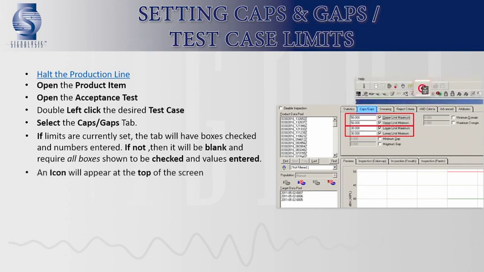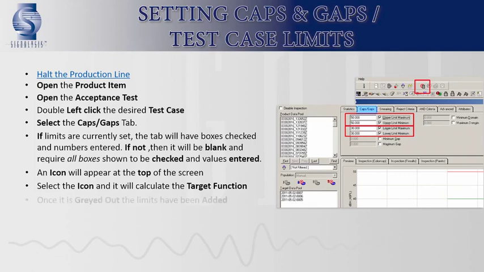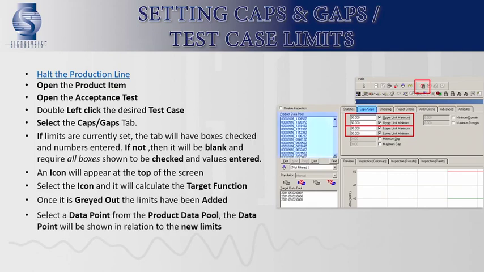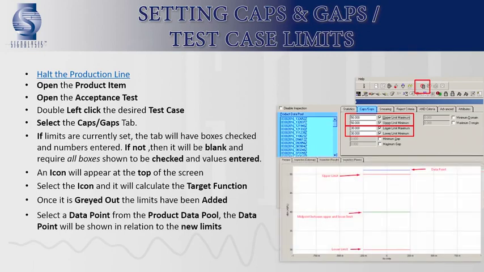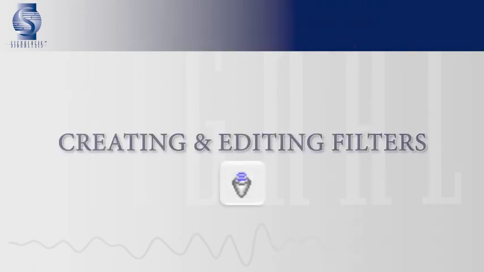An icon will appear at the top of the screen. Select the icon and it will calculate the target function. Once it is grayed out, the limits will have been added. Select a data point from the product data pool. The data point will be shown in relation to the new limits. Filters are typically used to work on a subset of measured functions.